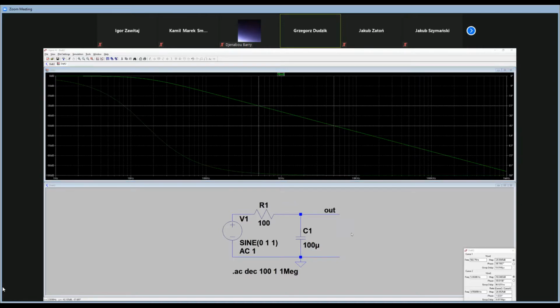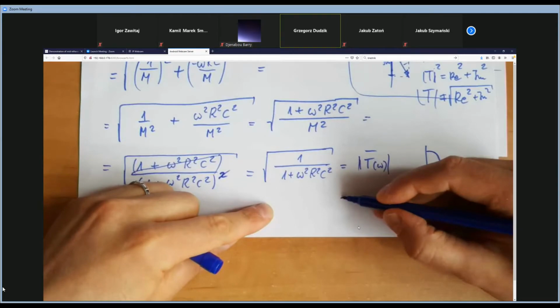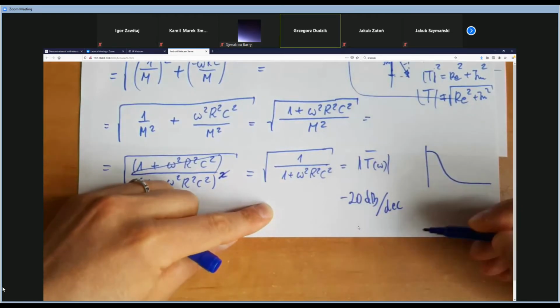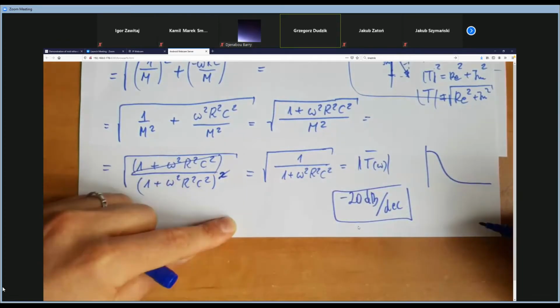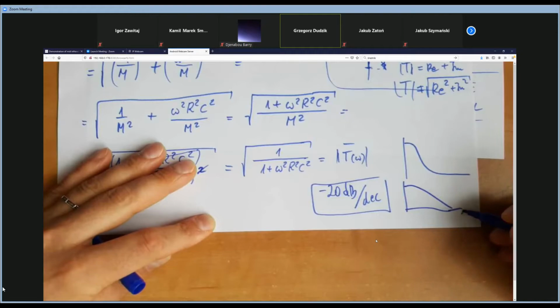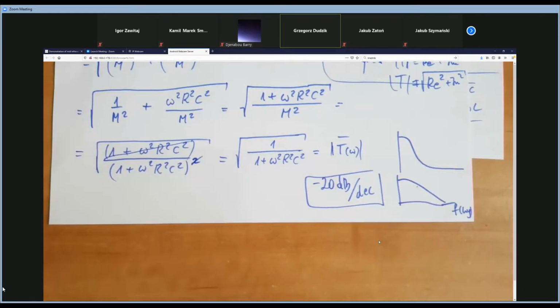Okay, and we express it in that form, minus 20 dBs per decade. So that's the f in logarithmic scale. This is the slope of it.